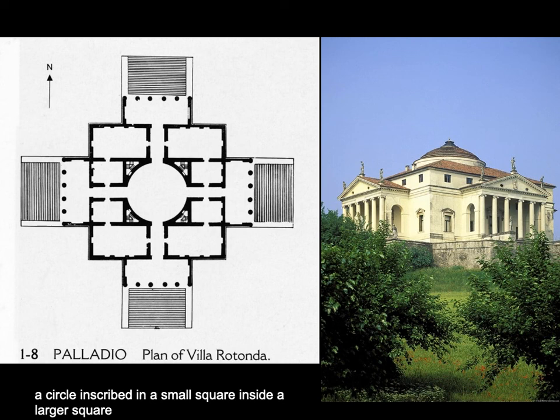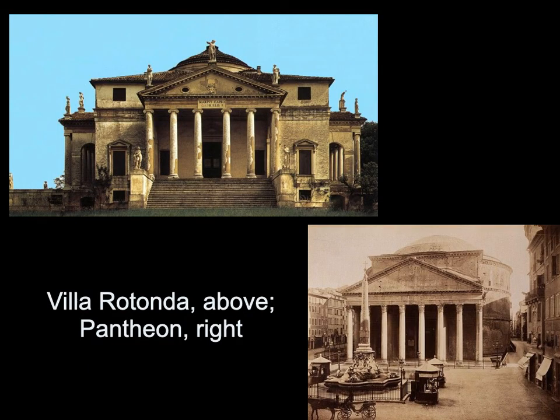Another nod to the Neoplatonic classicism in architecture of the High Renaissance is the Villa Rotonda. And you can see here the plan of the circle inside the square, inside the larger square. This kind of unity of forms was something that the High Renaissance architects were really influenced by. Here it is next to the Pantheon, and you can see the clear influence.